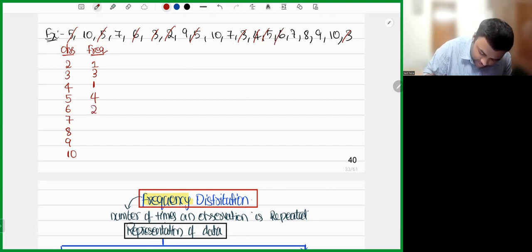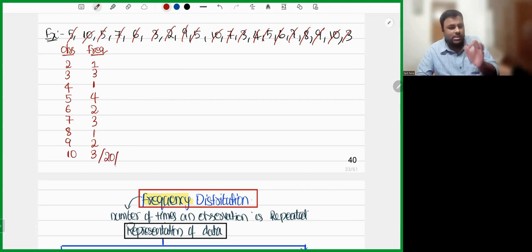Observation 7 is repeated 3 times. Observation 8 is repeated only one time. 9 is repeated 2 times. 10 is repeated 3 times. So the total of frequency is 20. I hope the point is clear: frequency means the number of times an observation is repeated.